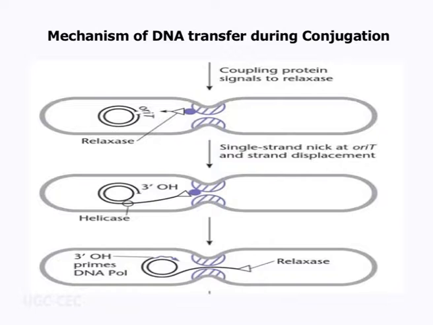Sometimes we have seen that this relaxosome complex has a helicase activity which is responsible for unwinding of the DNA during the transfer process, and this leads to the transfer of the DNA from the donor bacteria to the recipient bacteria, followed by simultaneous replication of the DNA in the rolling circle mode of replication within the donor bacteria.